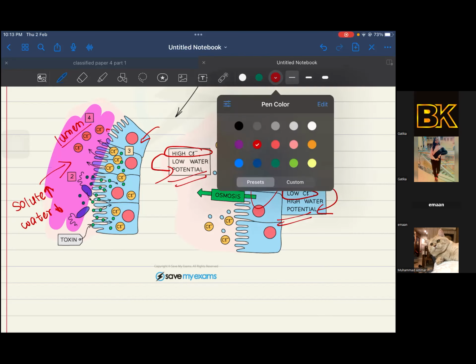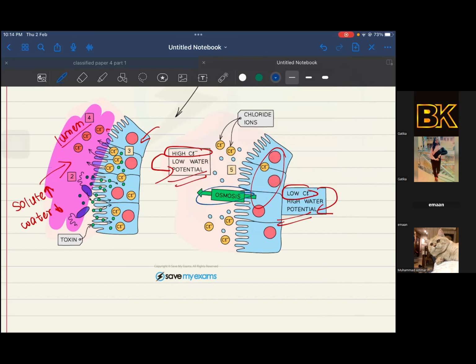Now I'm sure you would know what osmosis is. Osmosis is the movement of water from an area of high water potential to an area of low water potential, right? So the water molecules from the inside of the cell start moving out. You see these? They start coming into the lumen. Do you get that?